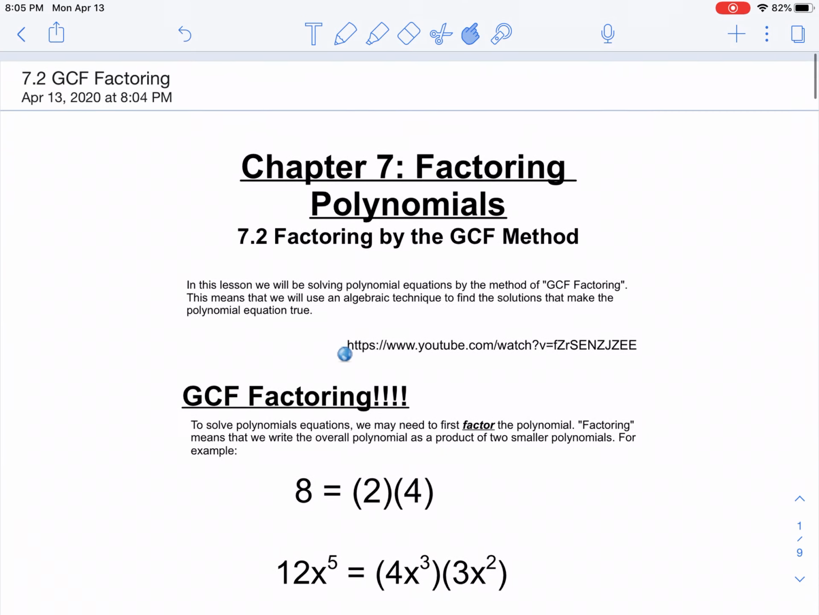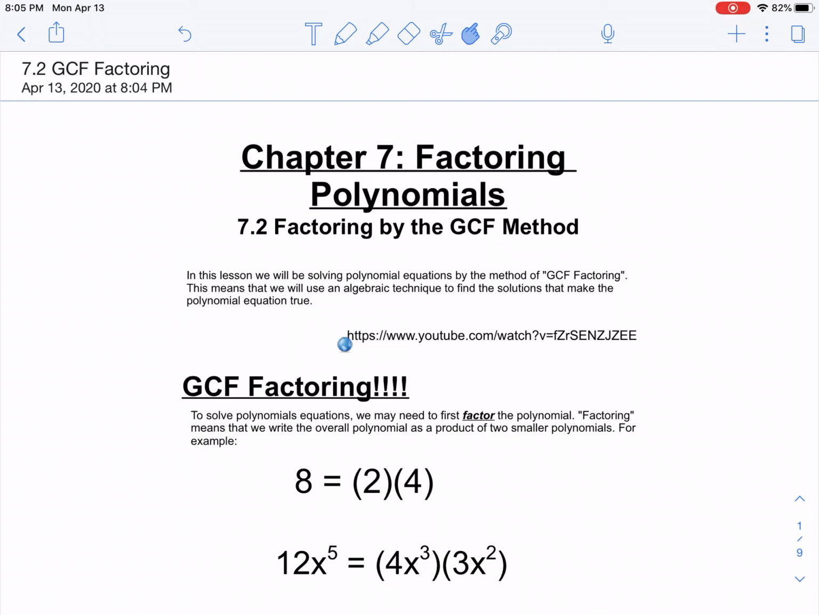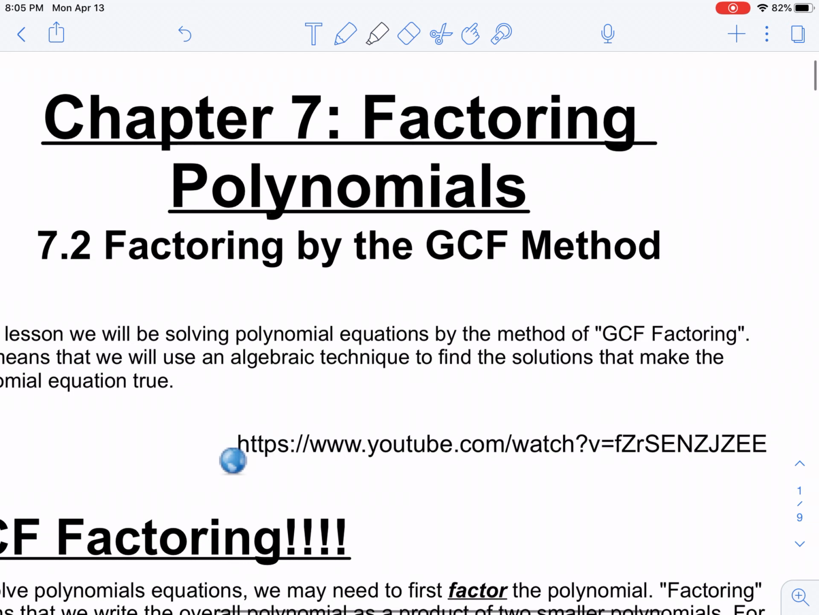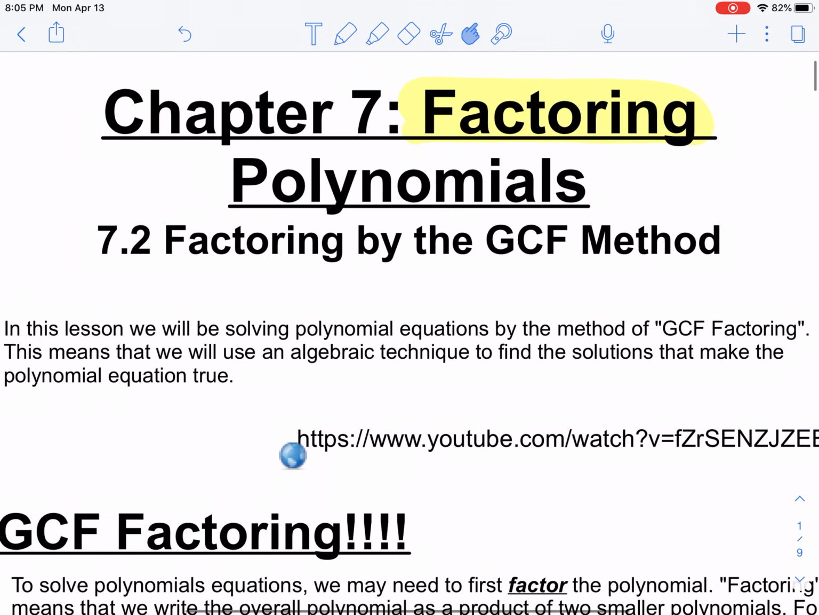Okay, everyone, new chapter in your lives, chapter 7. So this first lesson is actually lesson 7.2. We're skipping lesson 7.1. But chapter 7 is all about this concept called factoring. All right, that's what chapter 7 is all about, factoring. This lesson in particular is about what's called the GCF method.